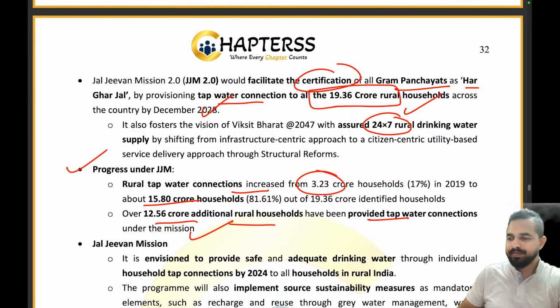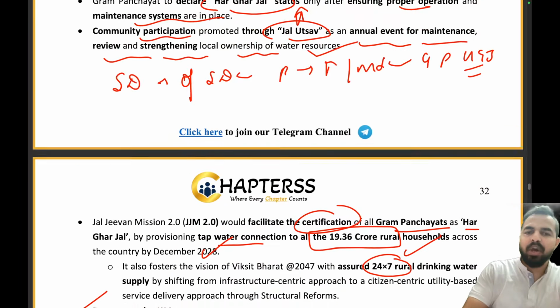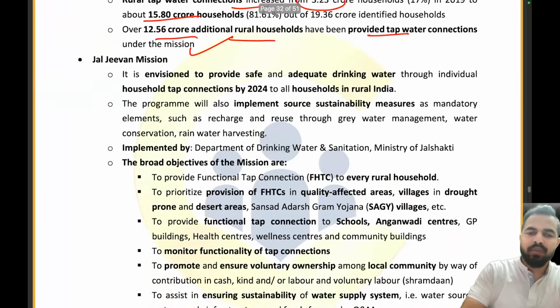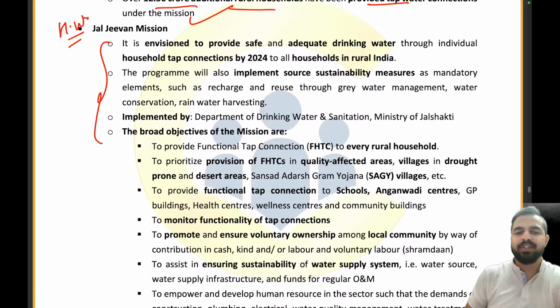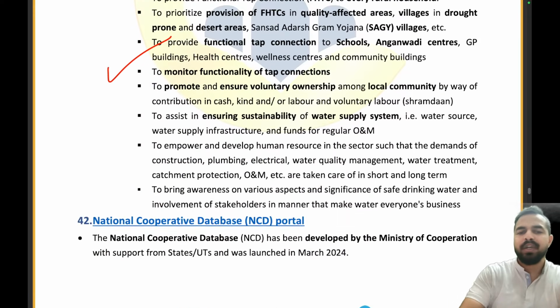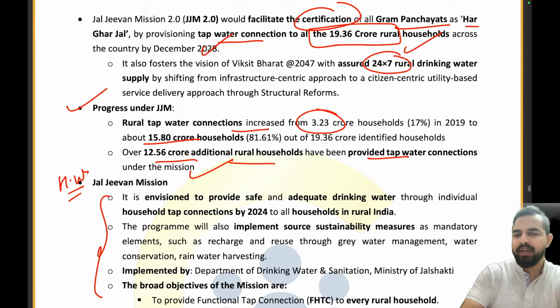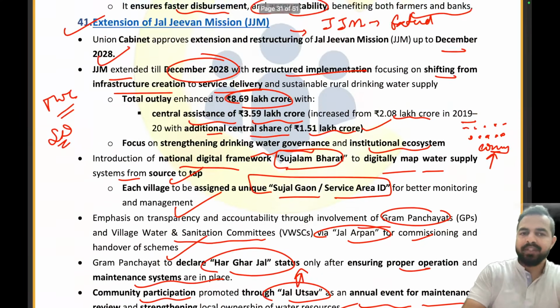Clear all? So my dear friends, that's all about the Jal Jeevan Mission 2.0. For the Jal Jeevan Mission, this is the homework for all of you. You will be reading it on your own, because we have already covered the basics of the Jal Jeevan Mission many times before, and it's all theoretical in nature. Clear? So let's again revise the scheme.